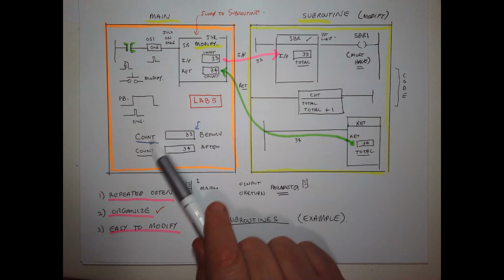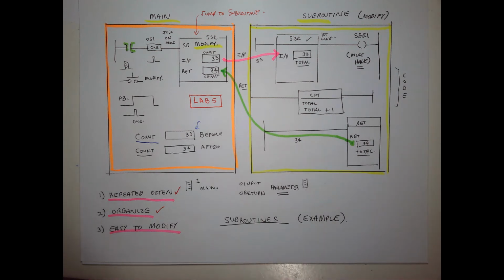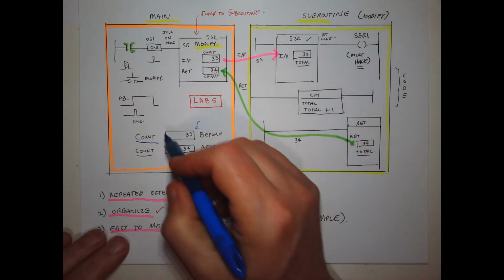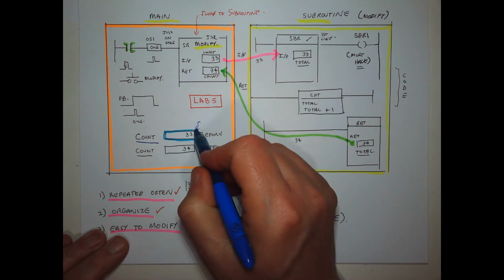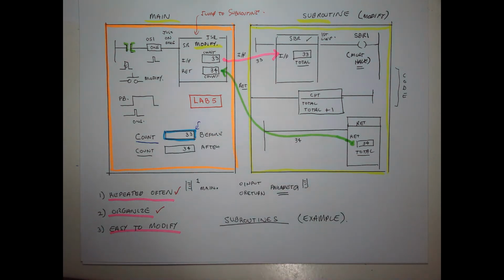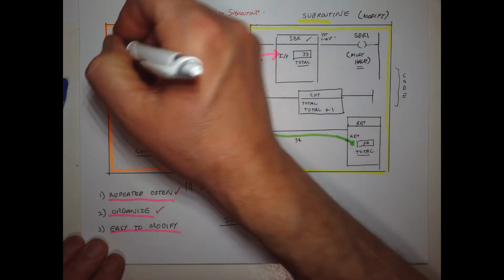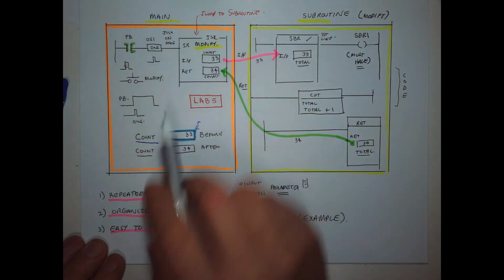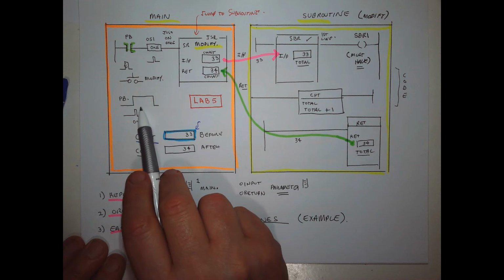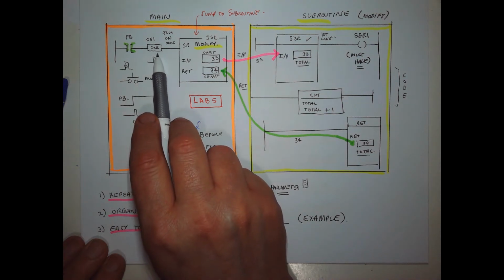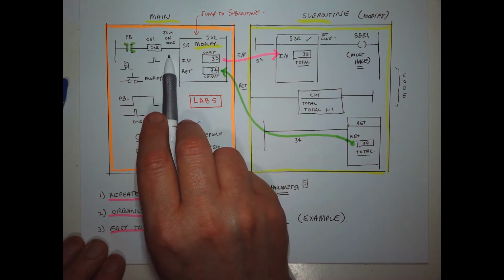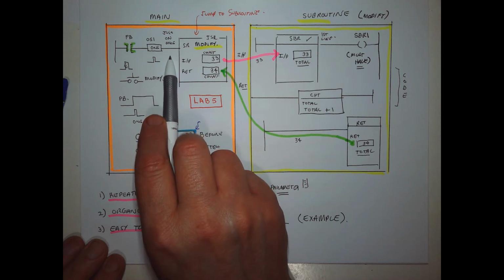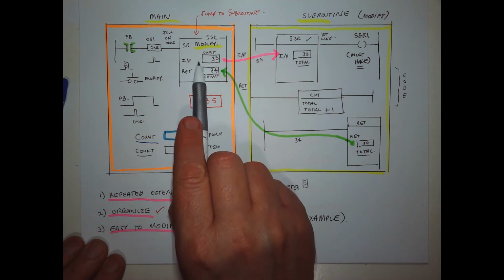I have this variable called count, and it's initially equal to, in this case, 33. Before any execution happens, it's equal to 33. I have a push button instruction. This is my push button over here. And when we press that button, it's going to cause the one shot to produce just a very short pulse that will execute this JSR only one time.